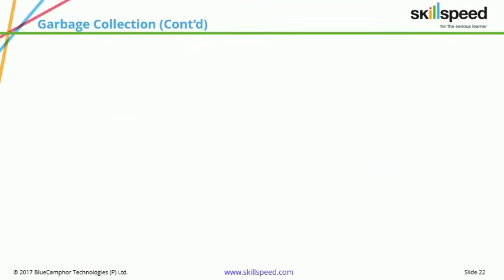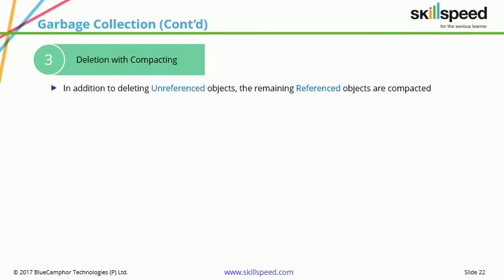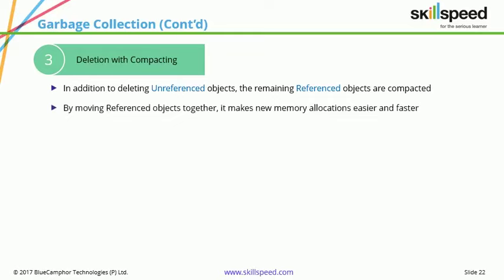The next step is deletion with compacting. Once all the unreferenced objects are deleted and there is space available for the new objects, and when the deletion happens for the unreferenced objects, there is a memory space available which can be given for the new objects. There is a compaction that can be done so that the new objects which will be allocated some memory can also get more space because of the already deleted ones.